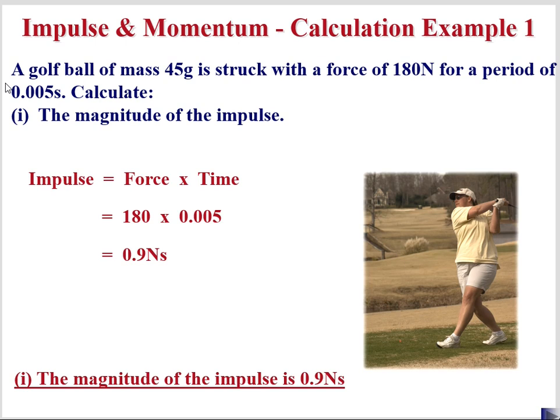Let's have a look at an example calculation. A golf ball of mass 45 grams, so 0.045 kilograms, is struck with a force of 180 newtons for a period of 0.005 seconds. Calculate the magnitude of the impulse. For this, we don't care what the mass is, we just care about what the force is and the time of impact. So impulse is force times time. 180 multiplied by 0.005 gives us 0.9 newton seconds, or kilograms meters per second.